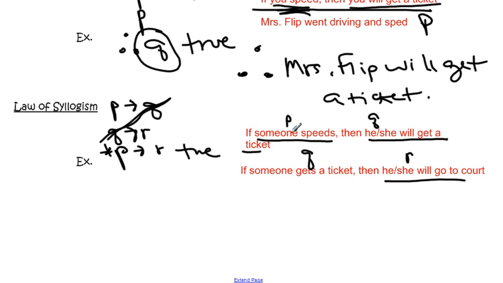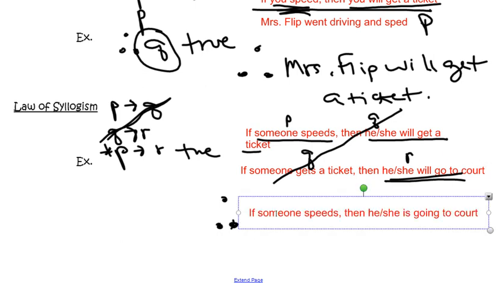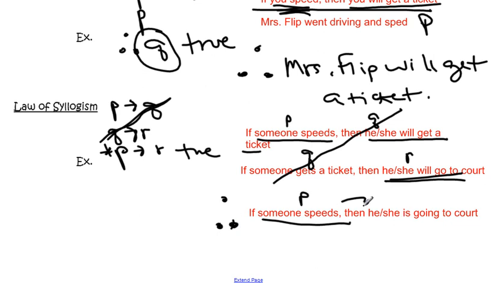So the law of syllogism is basically saying, let's cut to the chase. If someone speeds, what's the bottom line? Well, the bottom line is, if you speed, you're going to court. So your conclusion, that's what the three little dots here mean, conclusion. Therefore, if someone speeds, then the bottom line is he or she is going to go to court. And that is true to P then R.